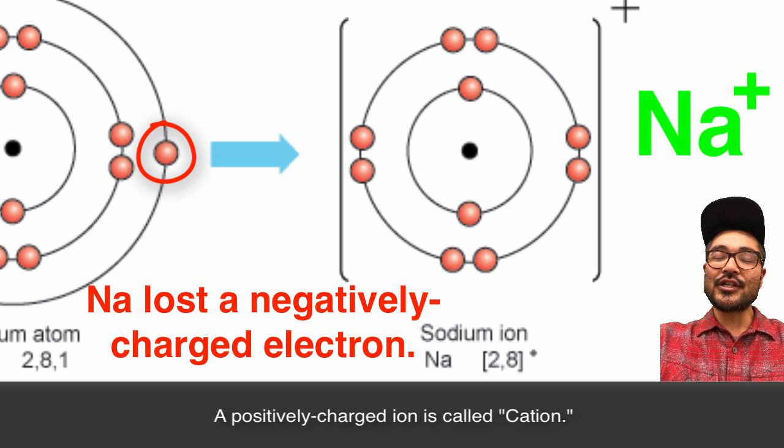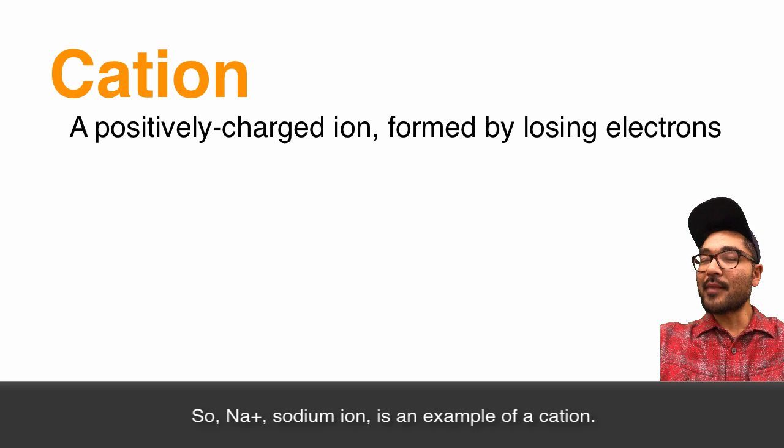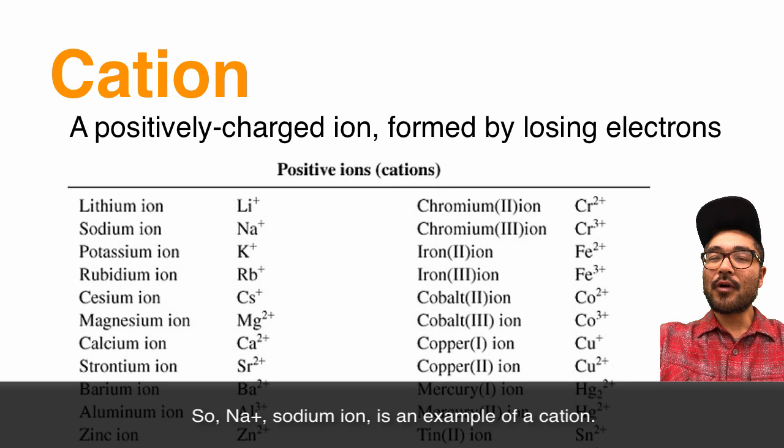A positively charged ion is called a cation. So Na+, sodium ion, is an example of a cation.